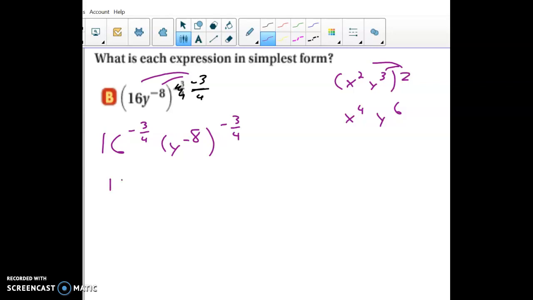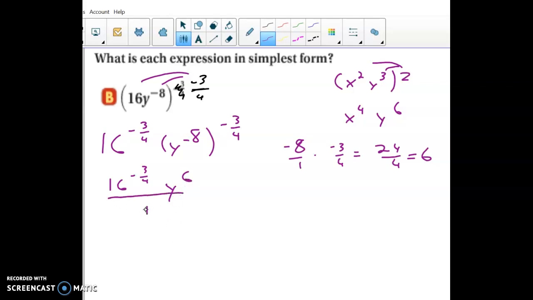All right, so next step is I'm just going to do just what I was talking about. I'm going to multiply those two because it's power of a power. So I'm going to take negative 8 times negative 3/4, and that'll give us 24 over 4 or 6. So that cleaned up really nice. So now this y just has a positive 6.